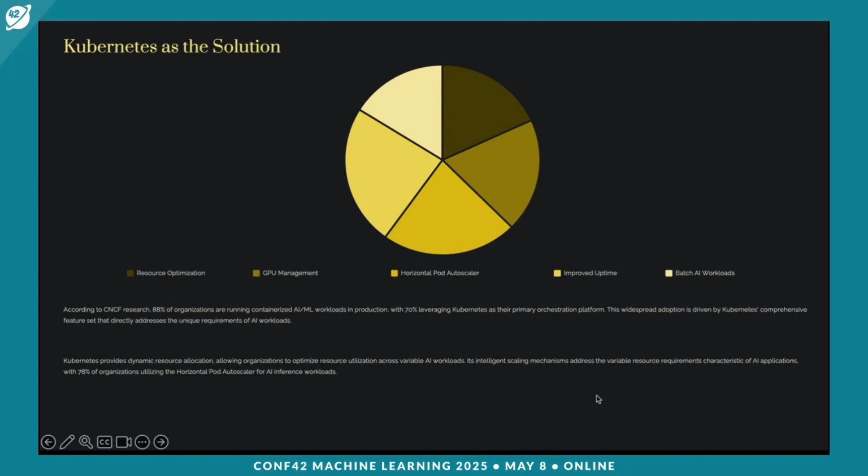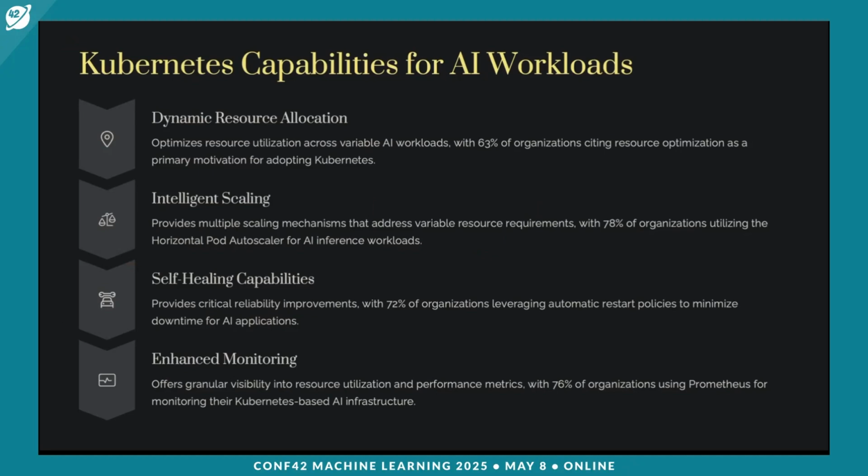So, to summarize, Kubernetes provides dynamic resource allocation, allowing organizations to optimize resource utilization across variable AI workloads. As you can see from CNCF research, these are not small percentages. They reflect broader industry adoption, underscoring that Kubernetes is production hardened for AI. Okay, let's continue our discussion about Kubernetes capabilities for AI workloads. Let's dig deeper into how each functionality helps with running AI workloads.